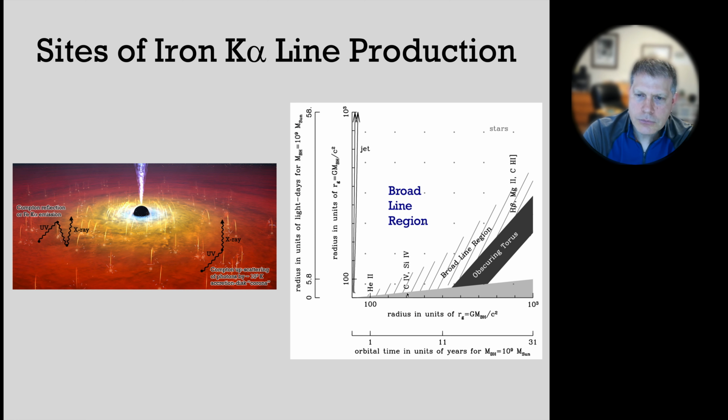On the other hand, if you have iron emission coming from this obscuring torus much further out, where the velocities are much smaller, note the orbital timescales out here are of order years, then the line will be much less broadened. And so people try to measure these iron lines to diagnose what's going on in the accretion disk or what's going on in the torus and so on. Now, given that we're talking about the black hole region, we're going to focus on this sort of process. Although one has to remember that there may be contributions from the disk and the torus and everything else all at once, which makes some of the modeling actually a challenge.